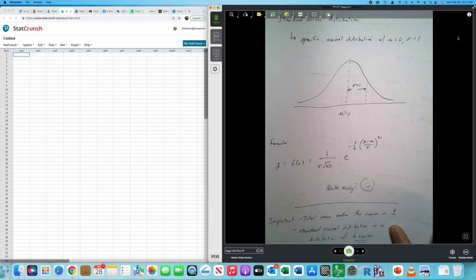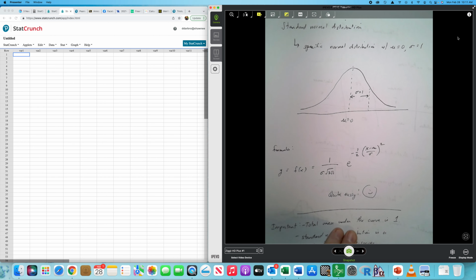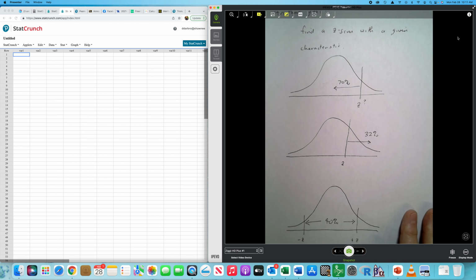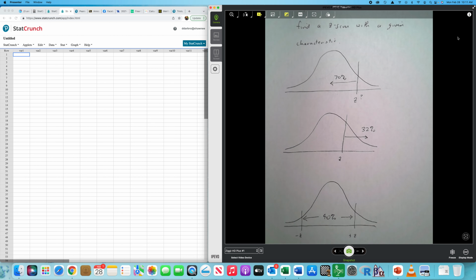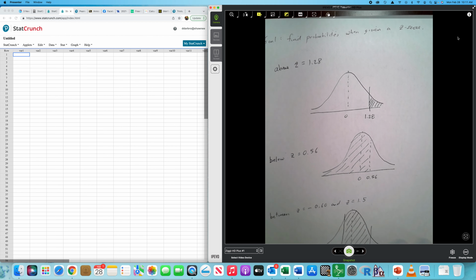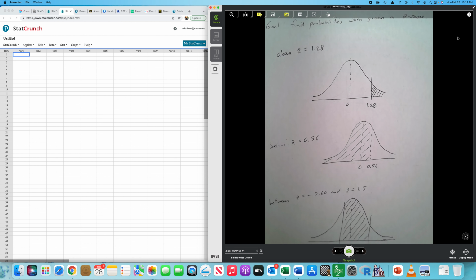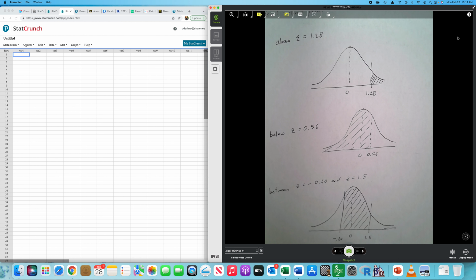Now, what kind of problems are we going to be working here? I've laid out a couple of problems that we're going to have on our agenda. I want this one. So the first goal is going to be able to find probabilities when given a z-score. So I have 3 examples here that I want to run through and just show you just how easy this can be if you'll let me teach you something.